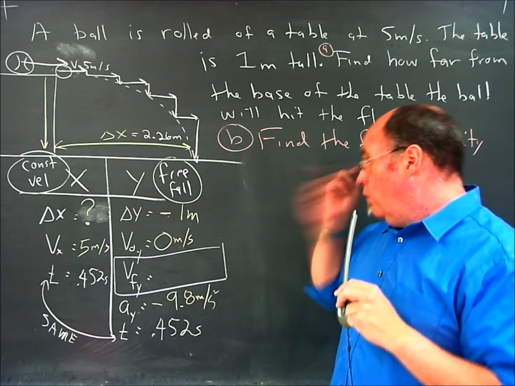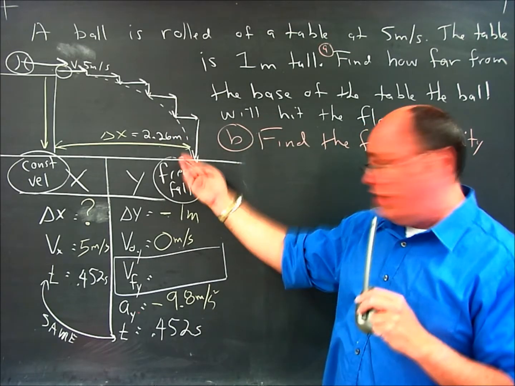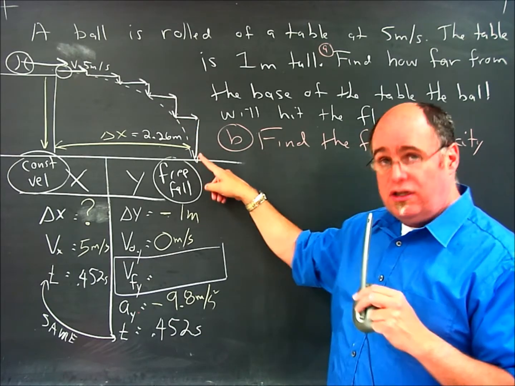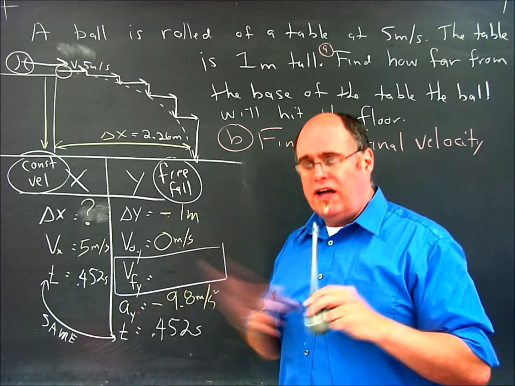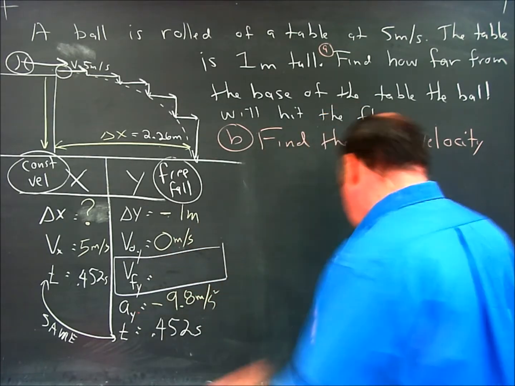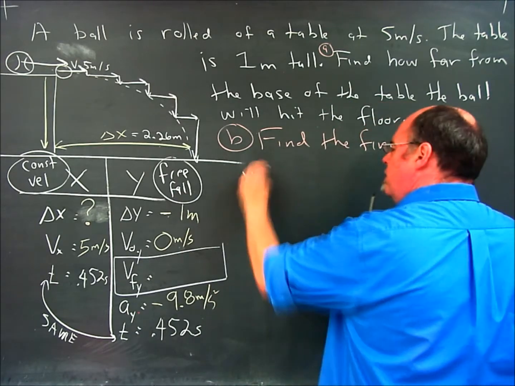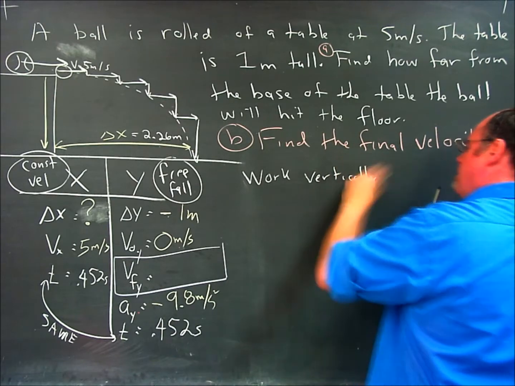So a lot of people would just find this and stop, and you're halfway there. But when the ball lands, if you can kind of see up here, the ball's moving in two directions when it's about to hit the ground. The ball's moving horizontally and vertically right when it's about to hit the ground. So we need to use both components to find the real final velocity. Okay. So we do need this piece first. So I'm going to say, work vertically first.